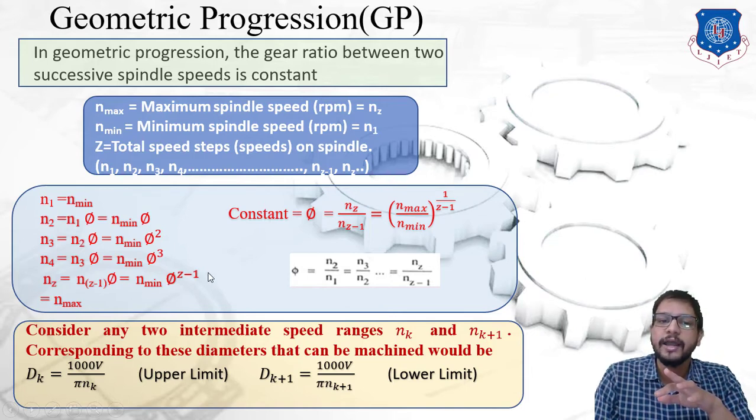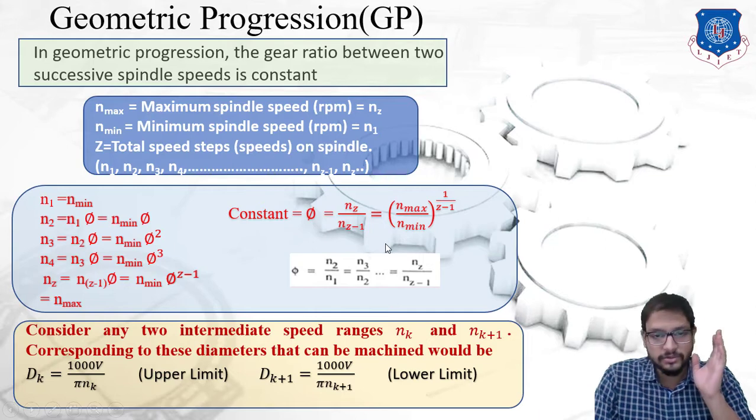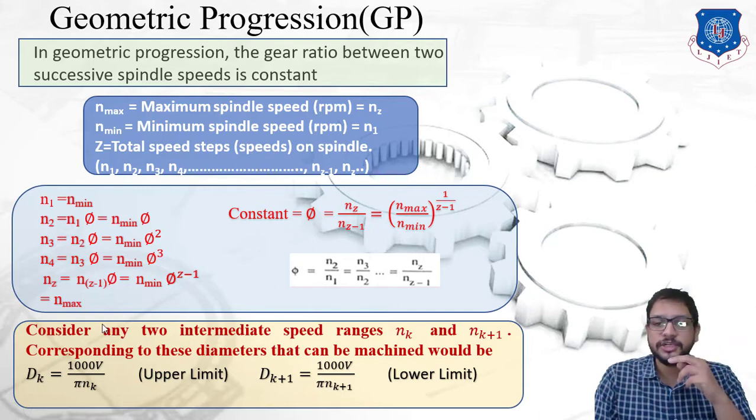So making phi^(Z-1) as a subject, we can write it as N max by N min, right? Now making phi as a subject, we can say that the equation, as you can see I have written, is N max upon N min raised to 1 upon Z minus 1. So this is our equation to determine phi if in a data N max and N min are given while solving the numericals. Okay, remember this. Now let's proceed further.